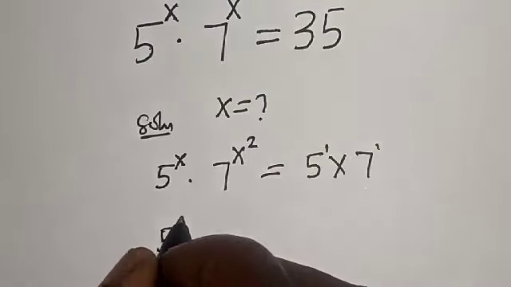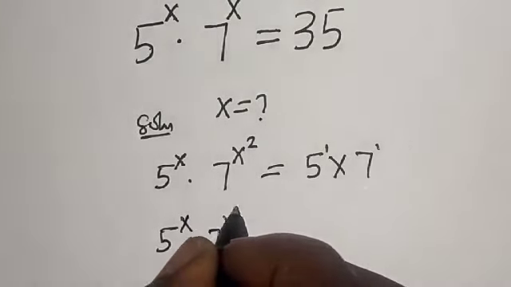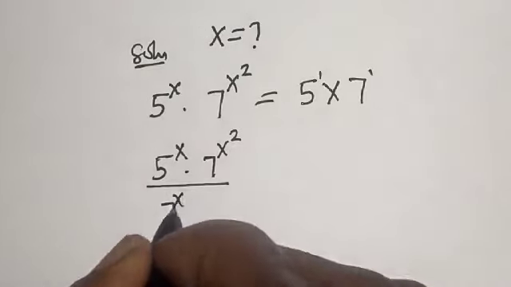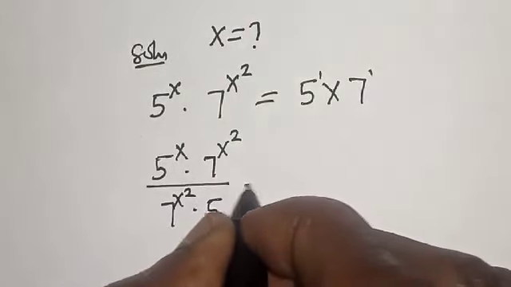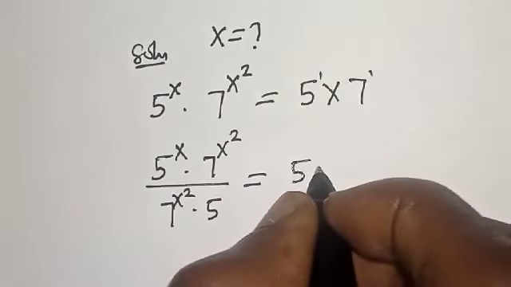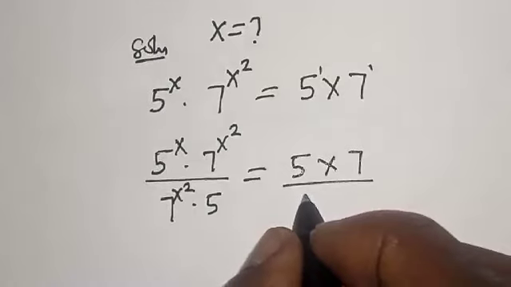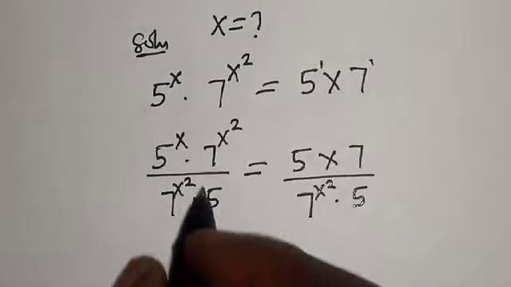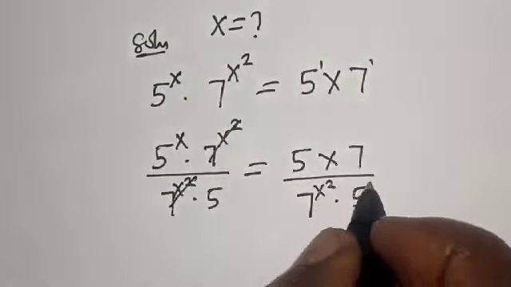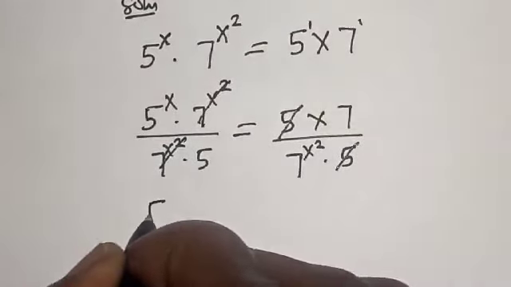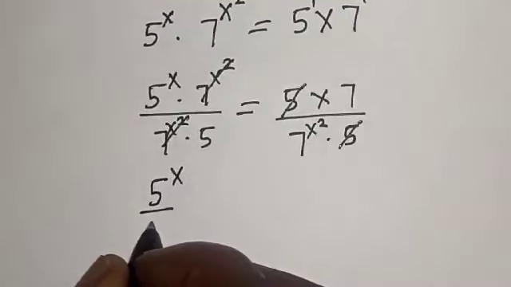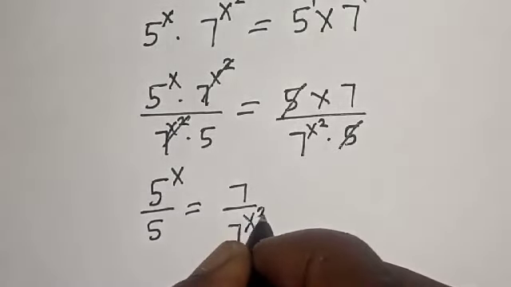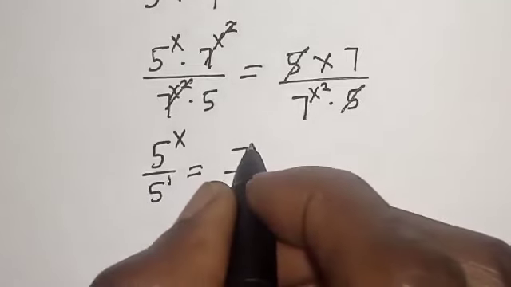We have 5 raised to the power x multiplied by 7 raised to the power x squared, divided by 7 raised to the power x squared multiplied by 5, is equal to 5 multiplied by 7 over 7 raised to the power x squared multiplied by 5. And this one will cancel this, this one will cancel this. We have 5 raised to the power x divided by 5 is equal to 7 divided by 7 raised to the power x squared. This is also raised to the power 1.